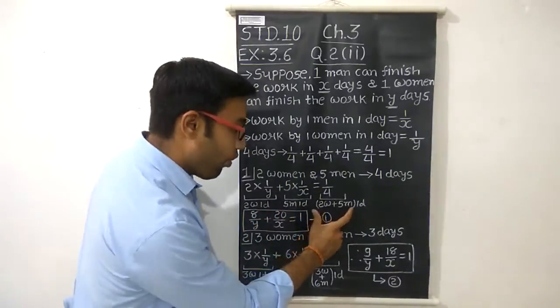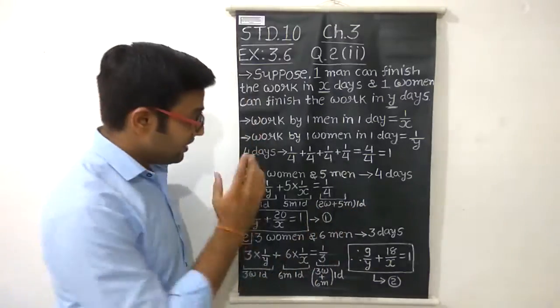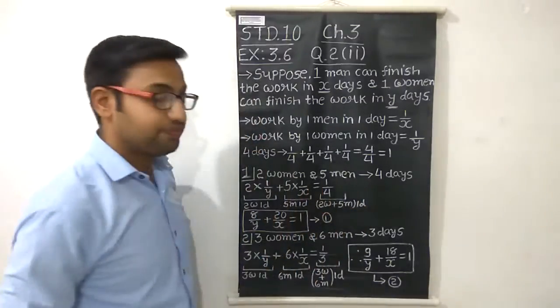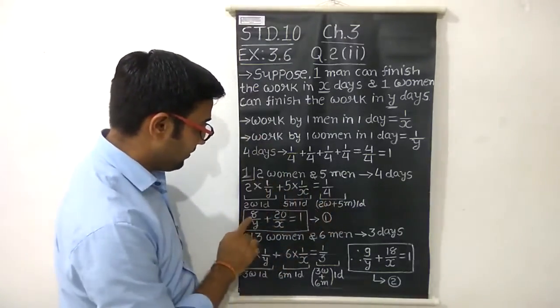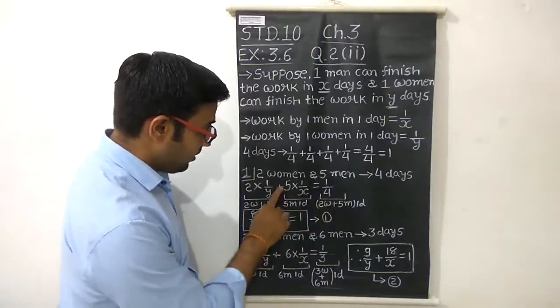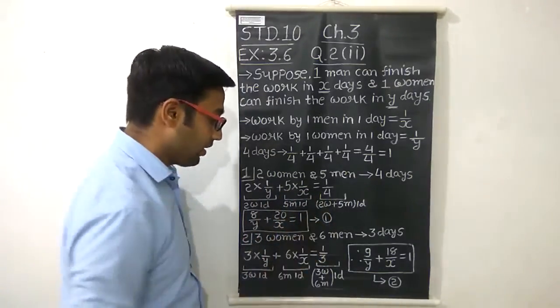And this is altogether 2 women plus 5 men working for 1 day. In this way we can form this equation. Right? So now we will take this 4 to the left hand side. We will get 8 upon y plus 20 upon x is equal to 1. This is equation number 1.